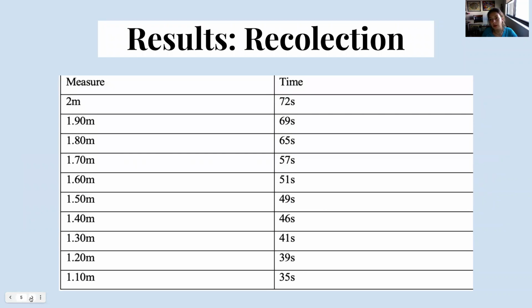These are the results I collected from 2 meters to 1.10 meters. The next part of the table is the time, and each one has the time that it took the ball to touch the ground from each of the different heights. And yes, I think it's true that the longer the distance, the longer it would take the ball to touch the ground.